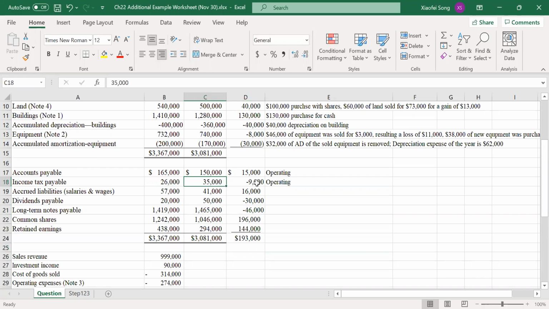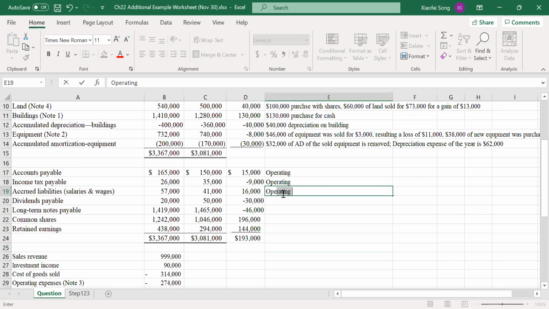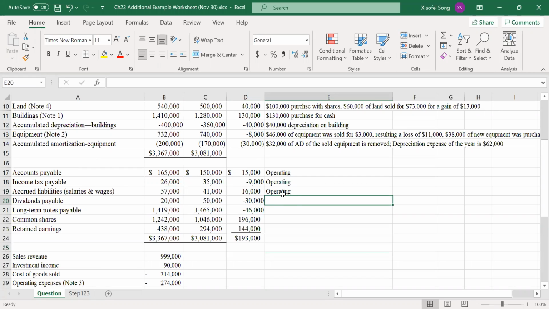Yes. Okay. And accrued liability, salaries and wages, so that's operating, right? And then we have a dividend payable. We did not see this before either. So what is the cash flow implication of this one?